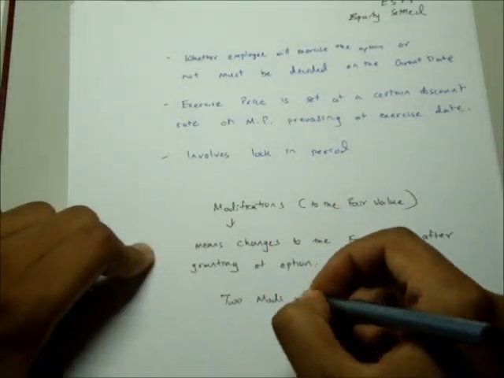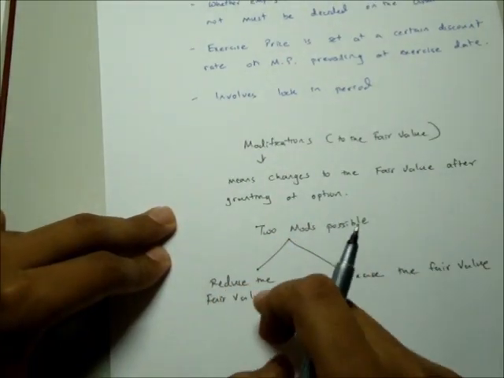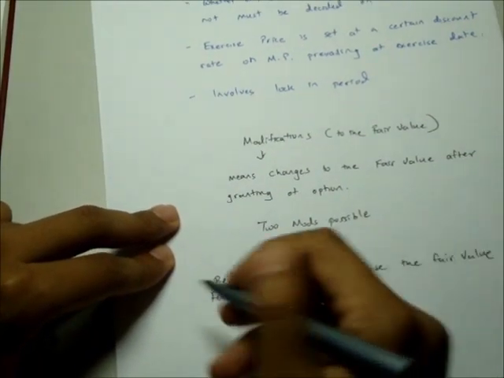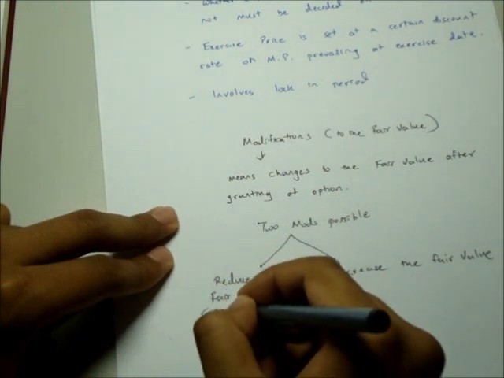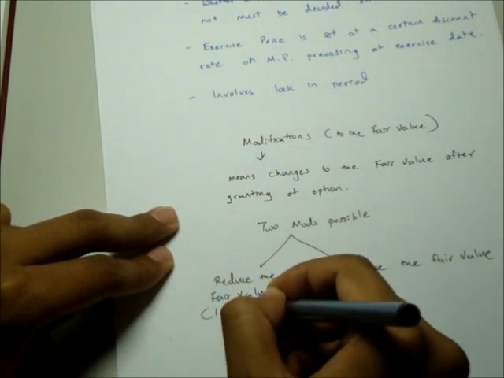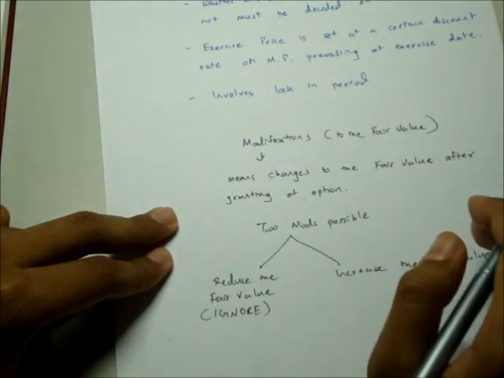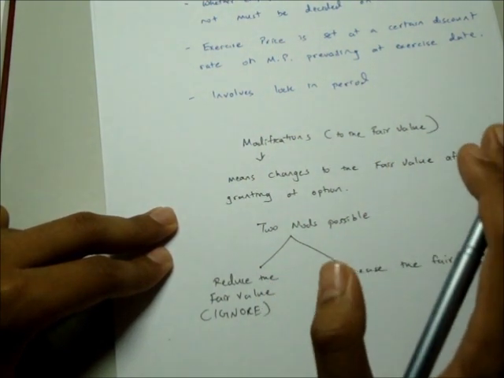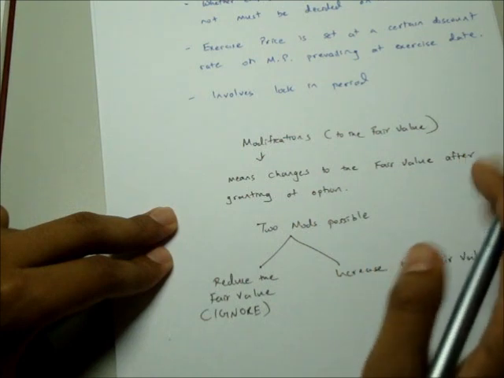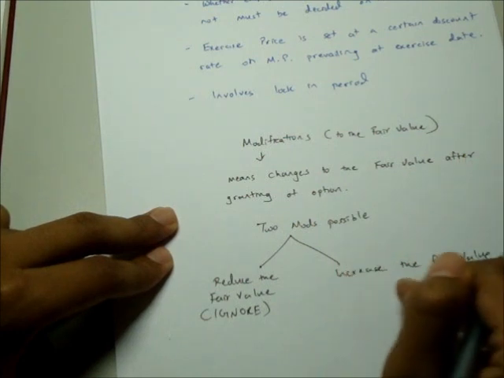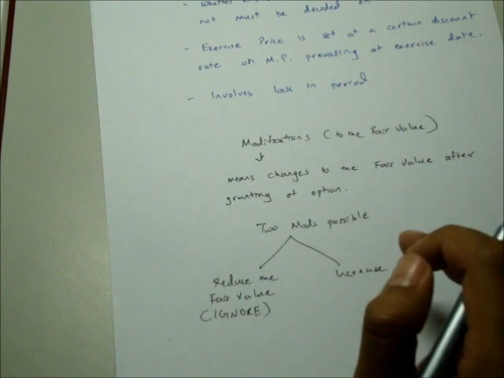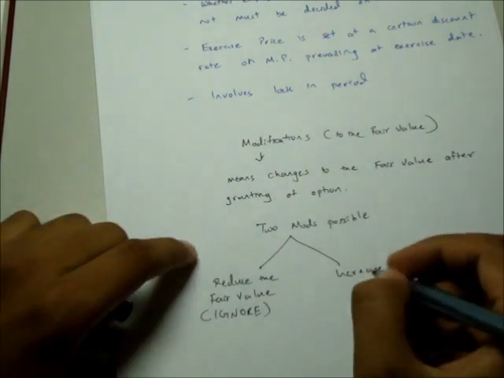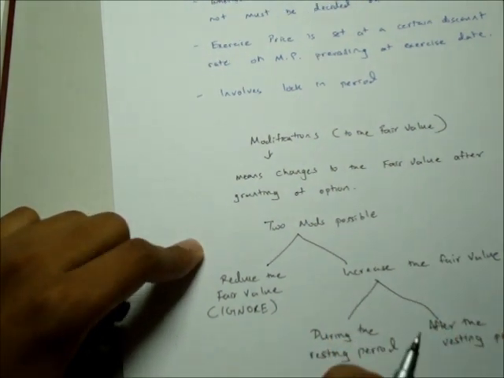Moving on to a subtopic, that is modifications. Modification means that a modification is made to the fair value during the vesting period, and we can anticipate two possibilities. One would be reduction in fair value, and the other one is increase in fair value. When the fair value reduces, ignore, there will be no entries.